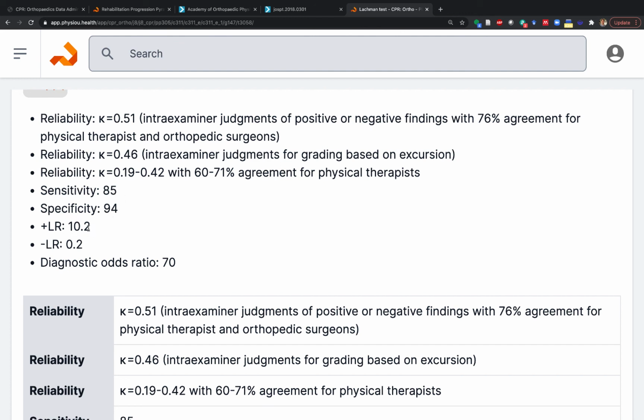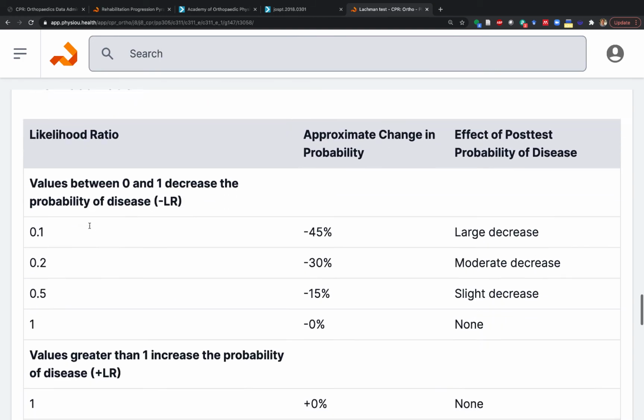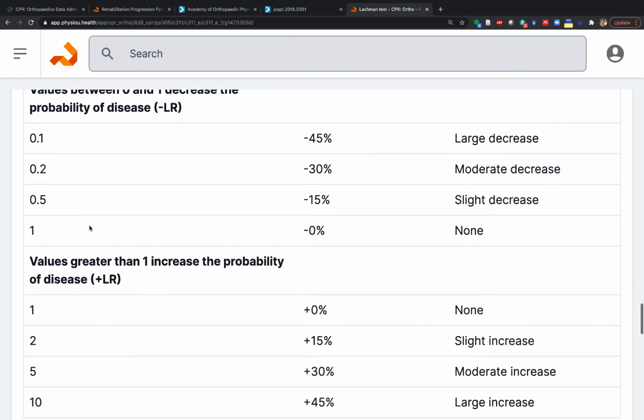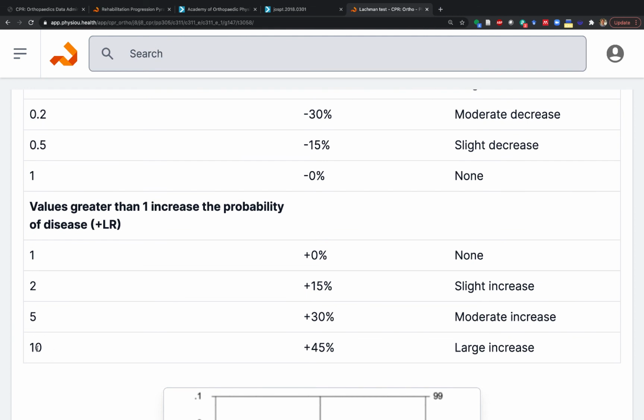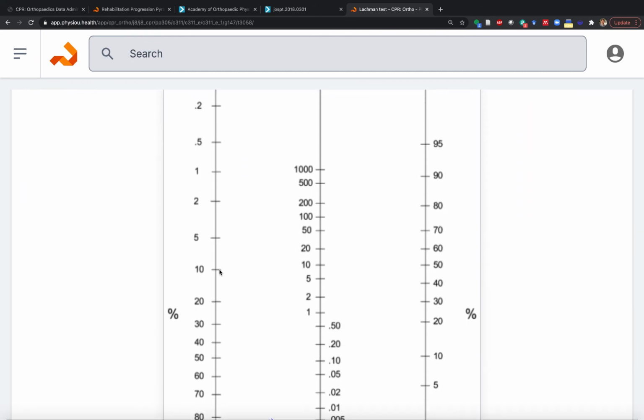The positive likelihood ratio is 10.2. Okay? So if you want to get an idea of how that affects your decision, we can look back down here and note that a positive likelihood ratio of 10 or greater gives a large increase in probability that a disease is present. Okay? So imagine that the patient comes into you and says, hey, I was running, cutting, and my knee buckled. It swelled up right away, and now I'm having problems walking on uneven surfaces. They give you all these clues.